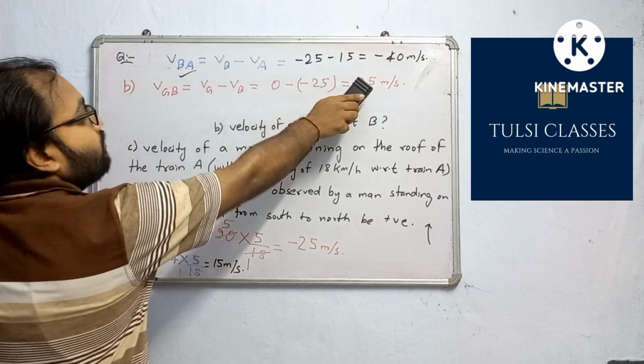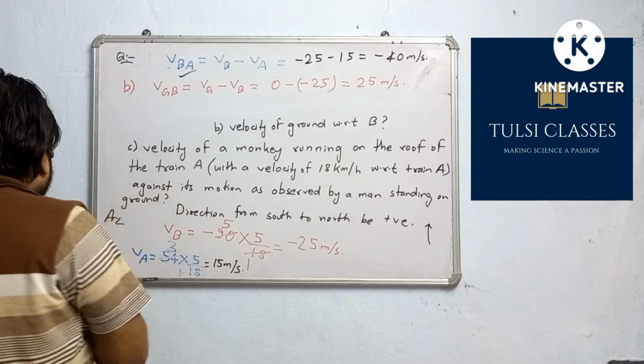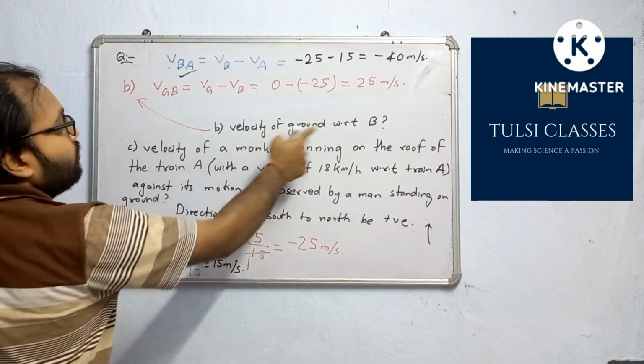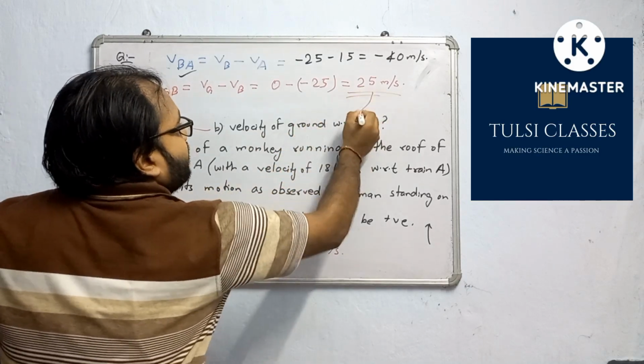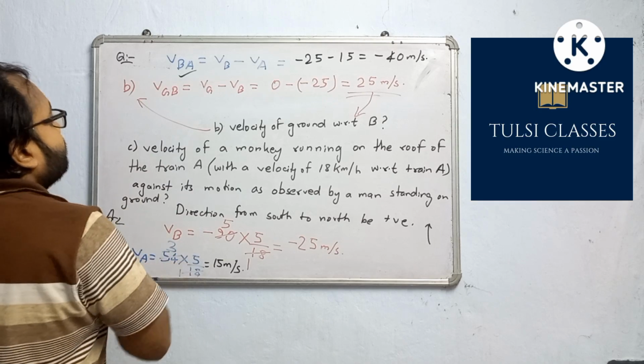So the answer for A was minus 40 meter per second. Answer for B, see, this is B. Again I am writing B. Velocity of ground with respect to B is this much. And this was for A, VBA. Now C number.